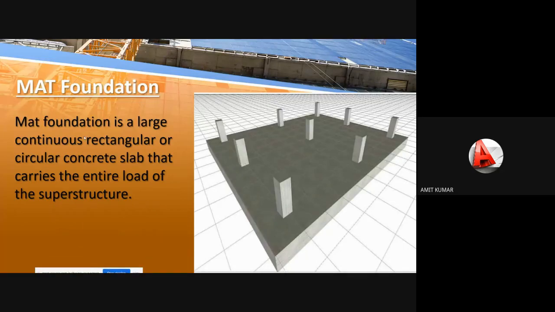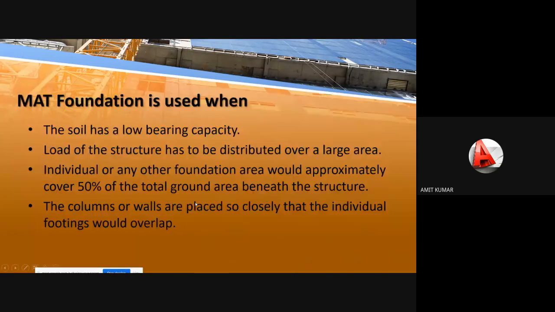So I was defining the mat foundation. Mat foundation is a large continuous slab, rectangular or circular or maybe of any shape. You can create the shape according to your need. Basically, if the weight of the superstructure is very high, in that condition we use the mat foundation in place of the combined footing. And one more thing, if the soil bearing capacity is very low, then we can use the mat foundation also.